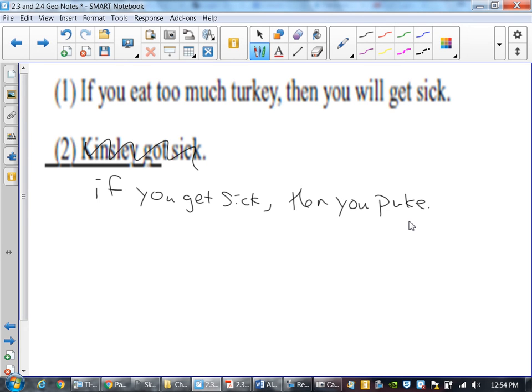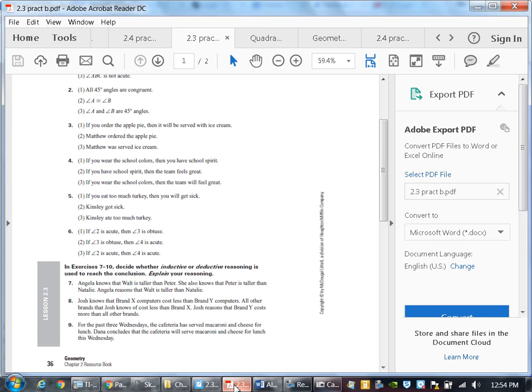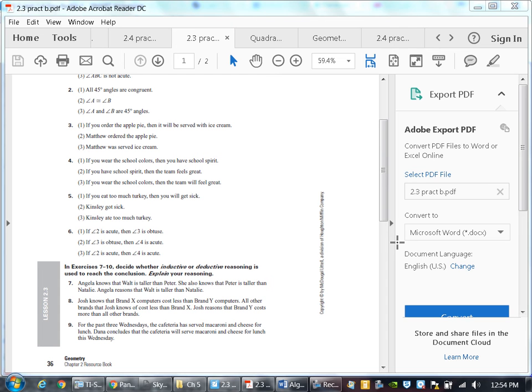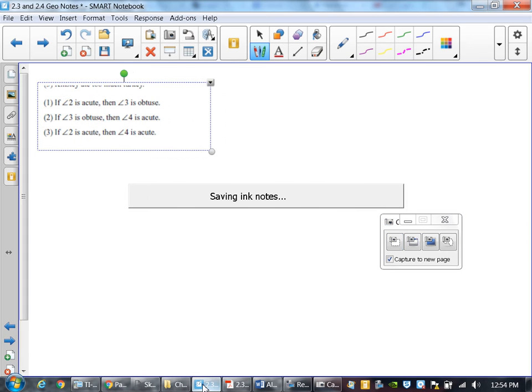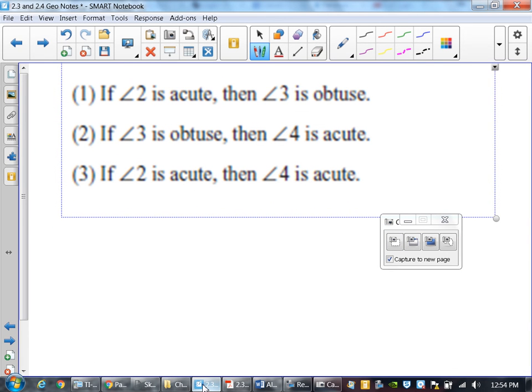It's a horrible example, but you see how it flows. Whereas the other ones, we were just looking at them: it's here, it's here, it's here. Yeah, it's very choppy. Now, just reading this one has all three parts to it. See how it flows very smoothly? If 2 is acute, then 3 is obtuse. If 3 is obtuse, 4 is acute. If 2 is acute, 4 is acute. It just flows itself through. That's what we're looking at.